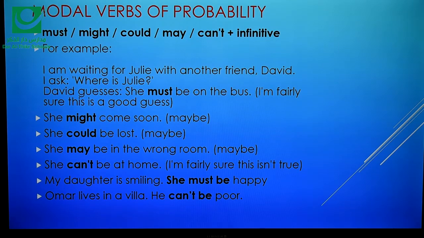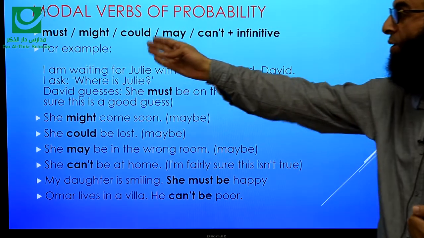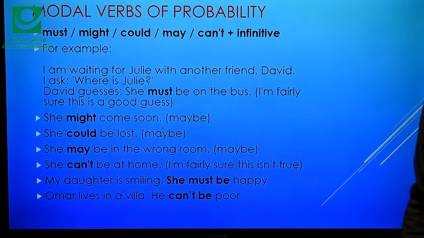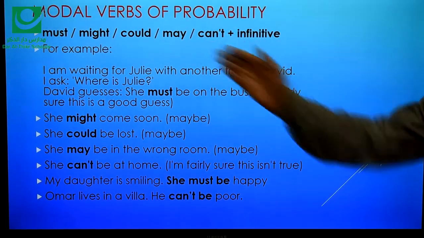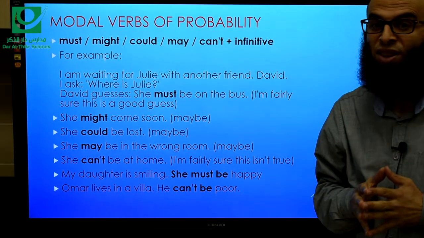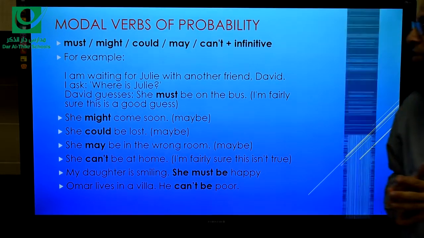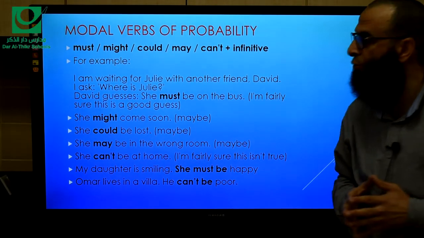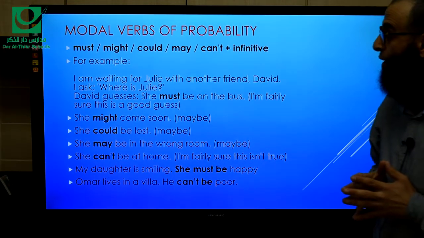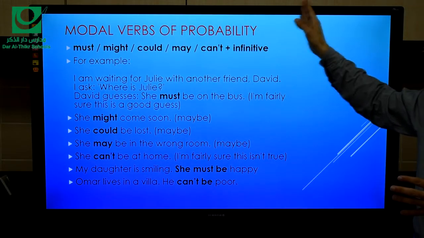Now, did you finish listening? When you've listened to this CD, I think you've heard some words like must, might, could, may, and can't. Do they have the same meaning? What do they refer to? Are they different or are they the same? Let's find out. Here, look at this example. This example will help you understand the difference between these words. Of course, we call these words modal verbs of probability.